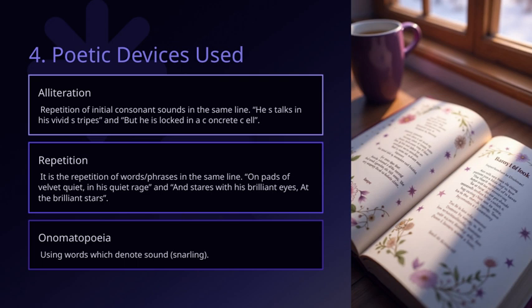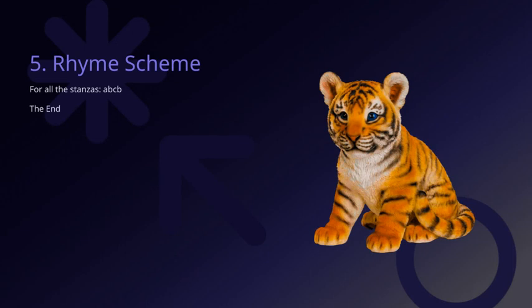Overall, these devices, onomatopoeia, repetition, and alliteration, are powerful tools in poetry and prose. They help convey mood, emphasize ideas, and create a more engaging, memorable reading experience. Connecting these to our broader theme, they remind us how sound and rhythm can enhance the emotional impact of our writing.